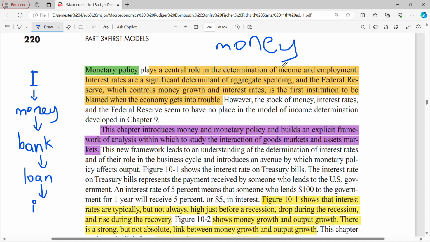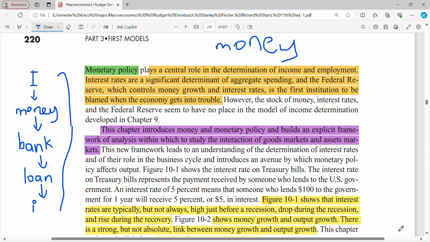Interest rates are a significant determinant of aggregate spending. We discussed here how interest rate determines aggregate spending. Aggregate spending includes investment as well. In equilibrium, aggregate spending is equal to aggregate demand. AD is equal to AS, and that is equal to consumption plus investment plus government spending, net exports and all those. We have studied that. So interest rates are a significant determinant of aggregate spending.